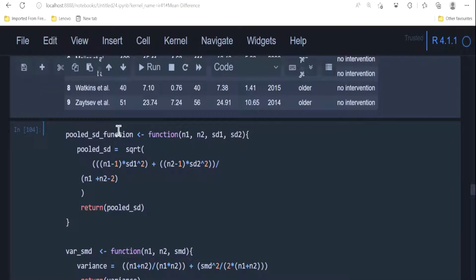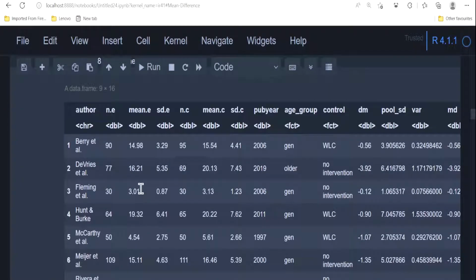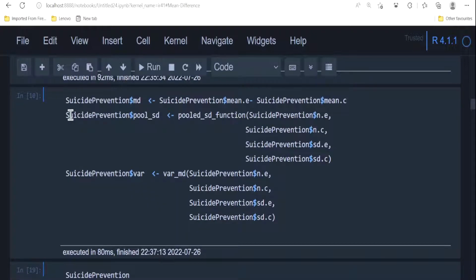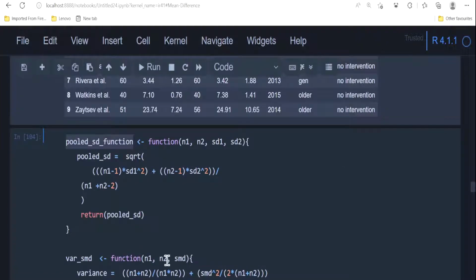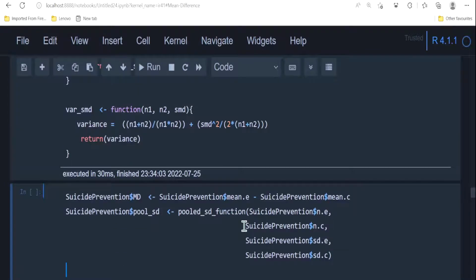The next thing is I need to calculate my pooled standard deviation. I already have it somewhere, maybe from the last time that I was demonstrating mean difference. This is actually what I need. So I will simply call this one. But for the variance, I will have to change it because it's a different variance formula. So let me run these ones here. The variance requires N1, N2, and the standardized mean difference, and this one requires N1, N2, SD1, and SD2, four different parameters. So for the pooled standard deviation, I will get it first.